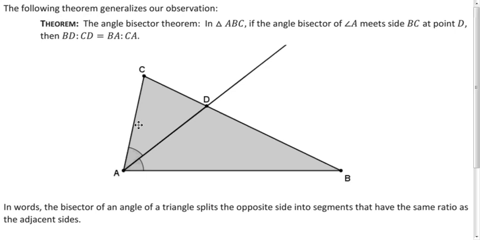So if you have an angle bisector, it splits the opposite side into 2 segments. And the ratio of those 2 segments is the same as the ratio of the corresponding adjacent sides. So if we take BD and divide that by CD, let me do it with highlighter. BD is in the larger triangle, and so is BA. CD is in the smaller triangle, and so is CA. So if we divide BD, which is a piece of the segment that's being split, by CD, that's going to be the same as BA over CA.